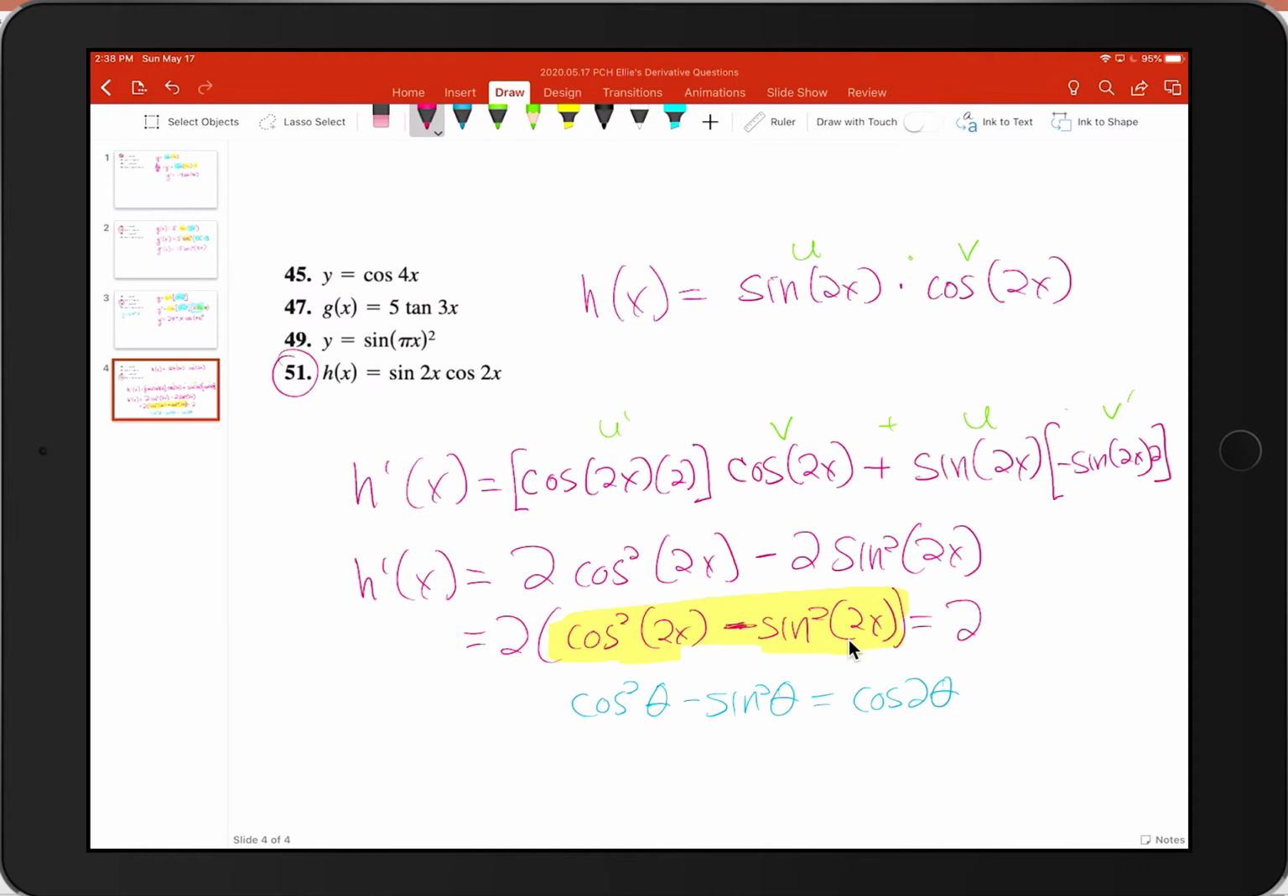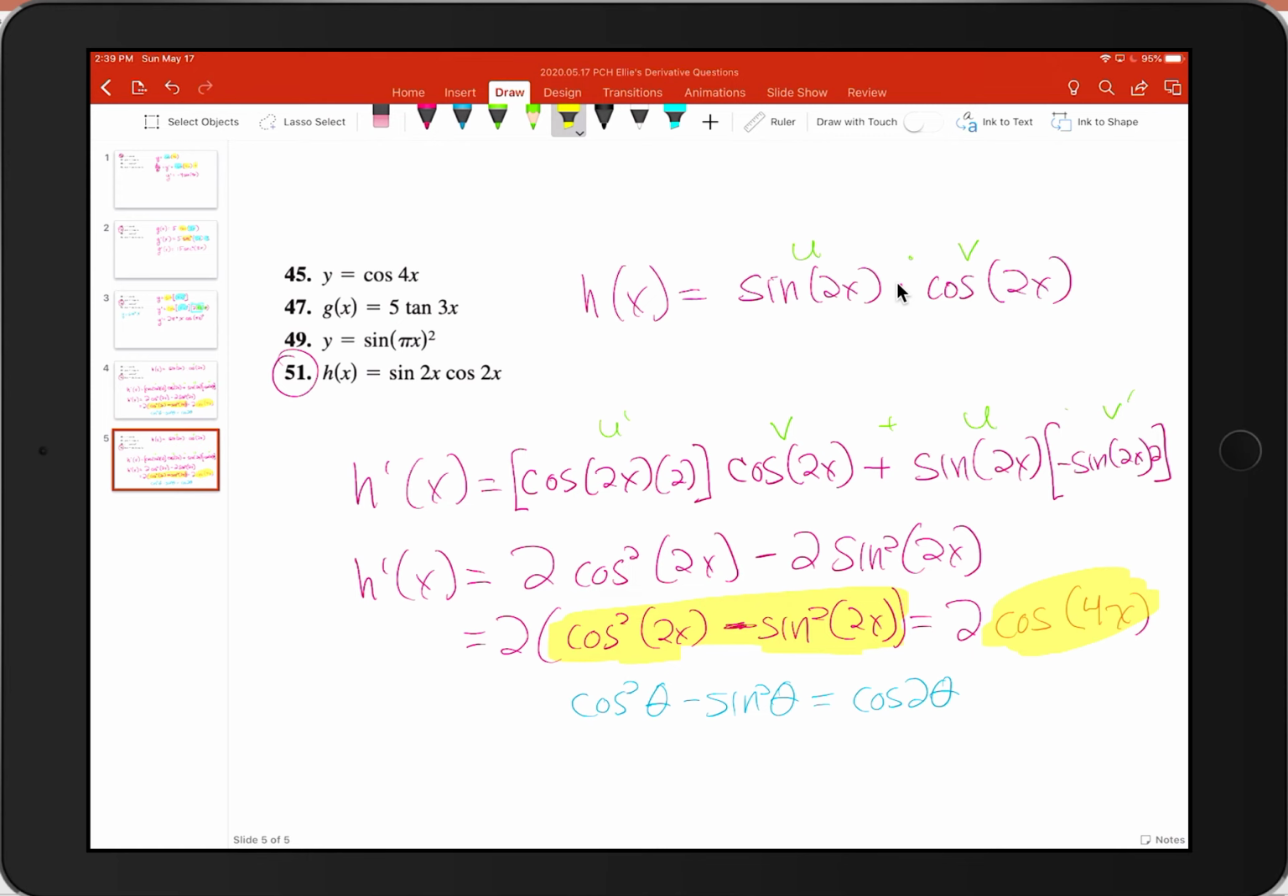So this becomes 2 times cosine 4x, because if you have cosine 2 theta, it's the same thing as cosine squared minus sine squared of just theta. So if you have cosine squared 2x minus sine squared 2x, it's the same thing as cosine of double 2x, or 4x. This 2 just came along for the ride. Now, if you notice a trig identity at the end of a calculus problem involving a derivative or an antiderivative, that probably means you missed a trig identity at the very beginning.